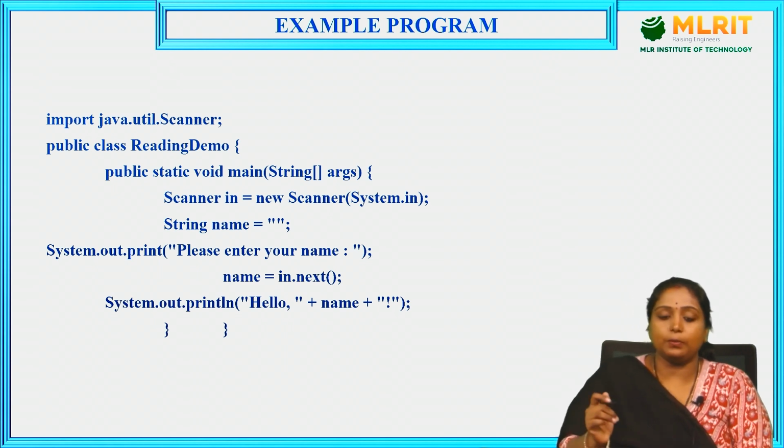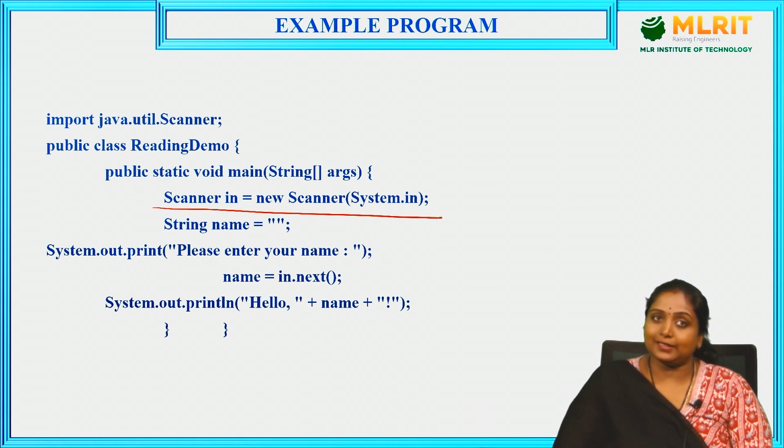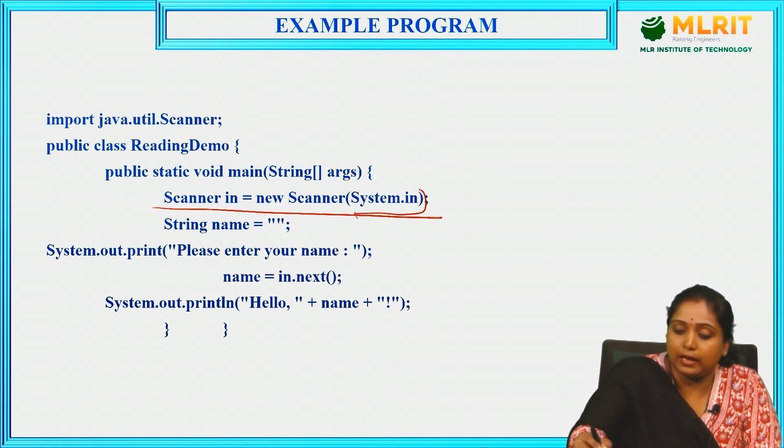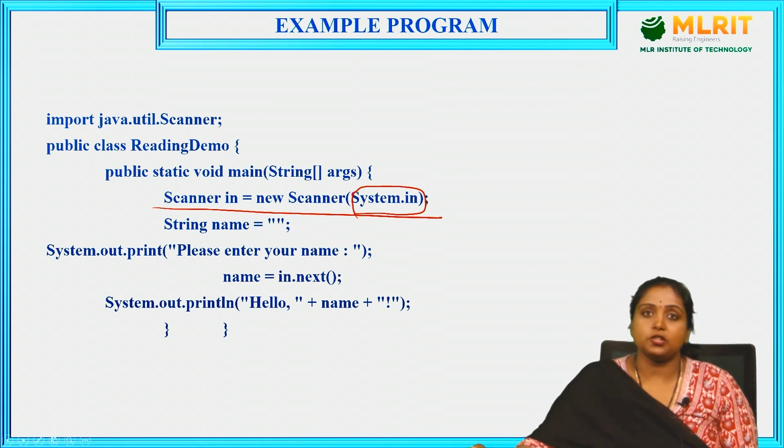Simply, I have to create an object for the Scanner class: Scanner in equals new Scanner of System.in. So this is the main point. You have to go with the standard input stream.